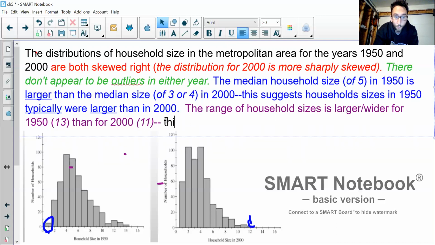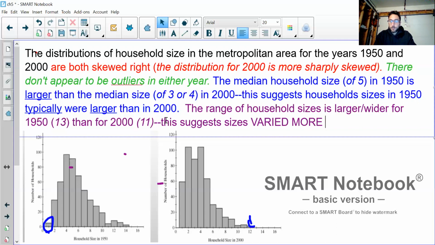But again, what does that suggest? Here is maybe the newest piece of this. When we're looking at measures of spread, they are informing us about the variability in a data set, or the consistency or lack thereof. So the fact that the household sizes have a wider range in 1950 tells us, or this suggests, I like that structure because it helps me remember it, that sizes varied more in 1950 than in 2000. There was a wider range in 1950 than in 2000.